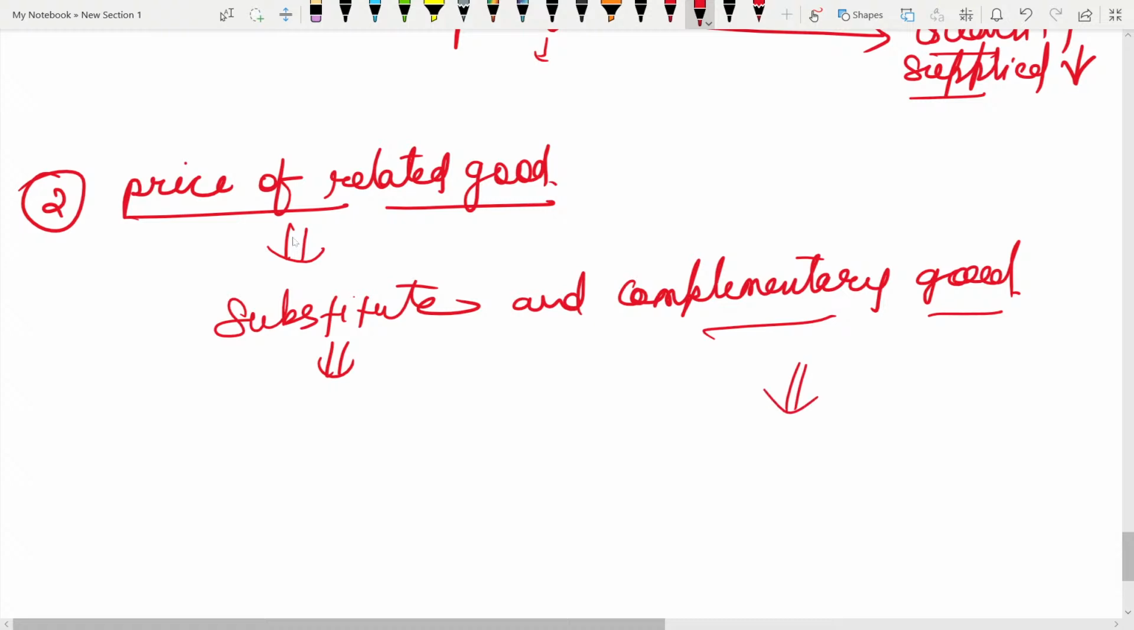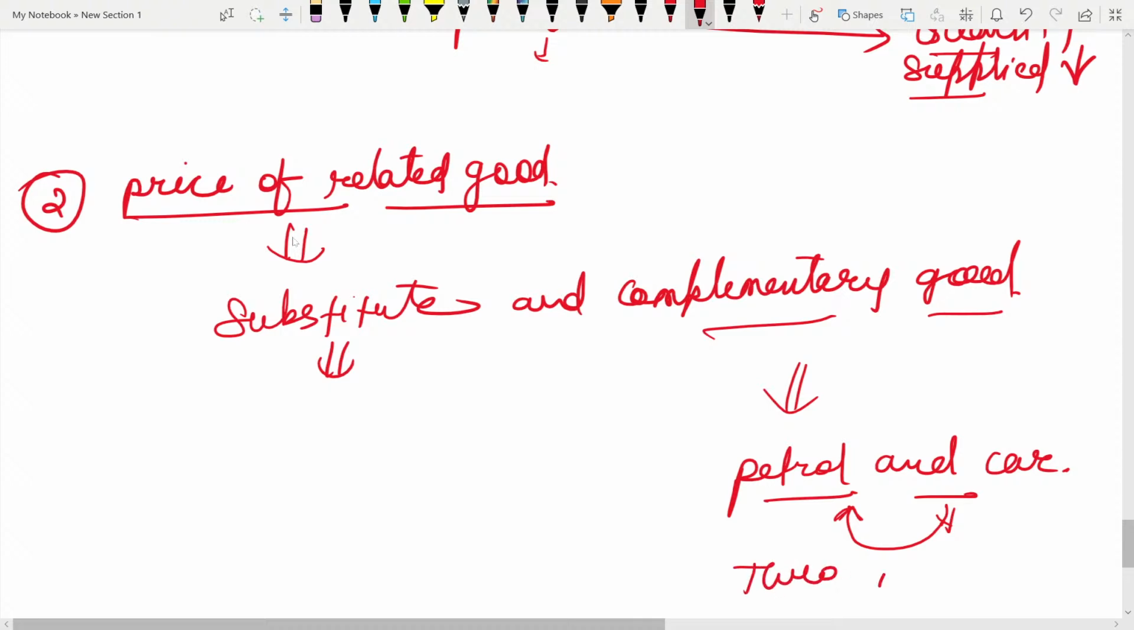Like let's suppose petrol and car. If you have a car, then obviously you will definitely have petrol. We can also say a pair of shoes also comes in the category of complementary goods: if you have left shoes, you will definitely have right shoes.